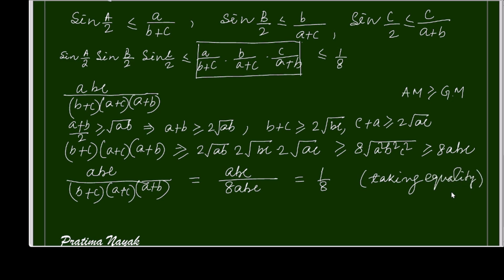So our purpose is solved now. Sine half A, sine half B, sine half C is less than or equal to 1 by 8. So hence proved.